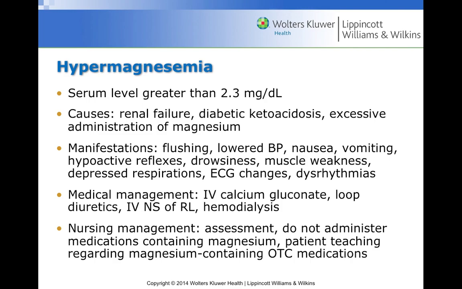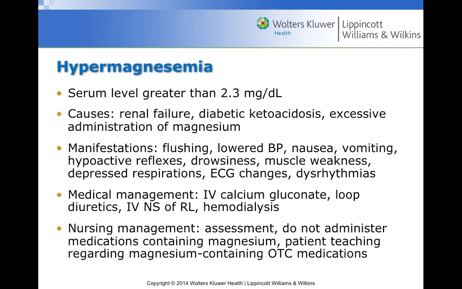Now looking at the other end of the spectrum, hypermagnesemia, or a level higher than 2.3, is a rare electrolyte abnormality because the kidneys efficiently excrete magnesium. A serum magnesium level can appear falsely elevated if blood specimens are allowed to hemolyze or are drawn from an extremity with a tourniquet that was applied too tightly.